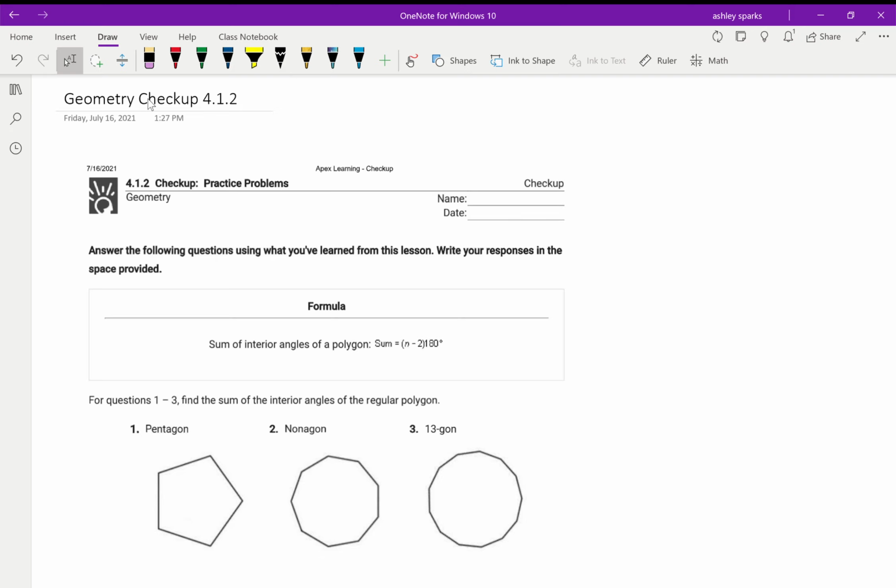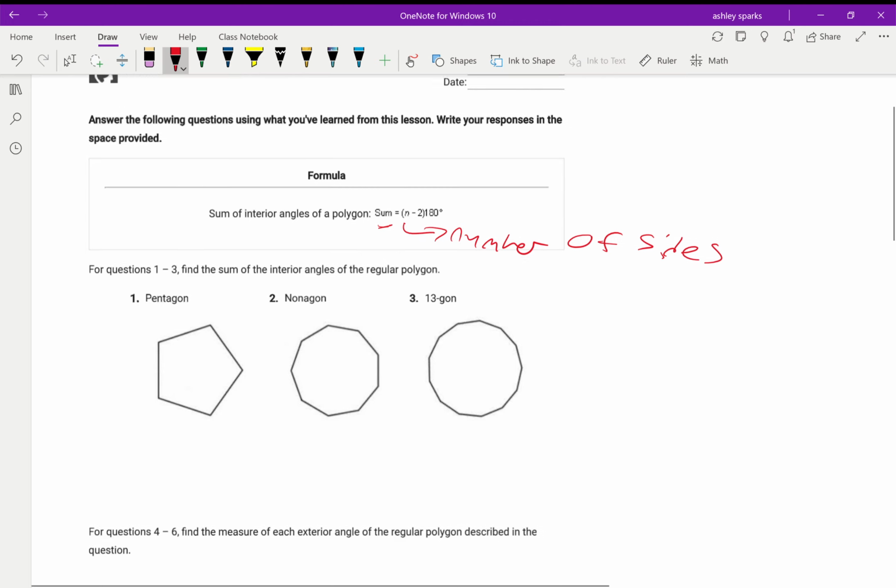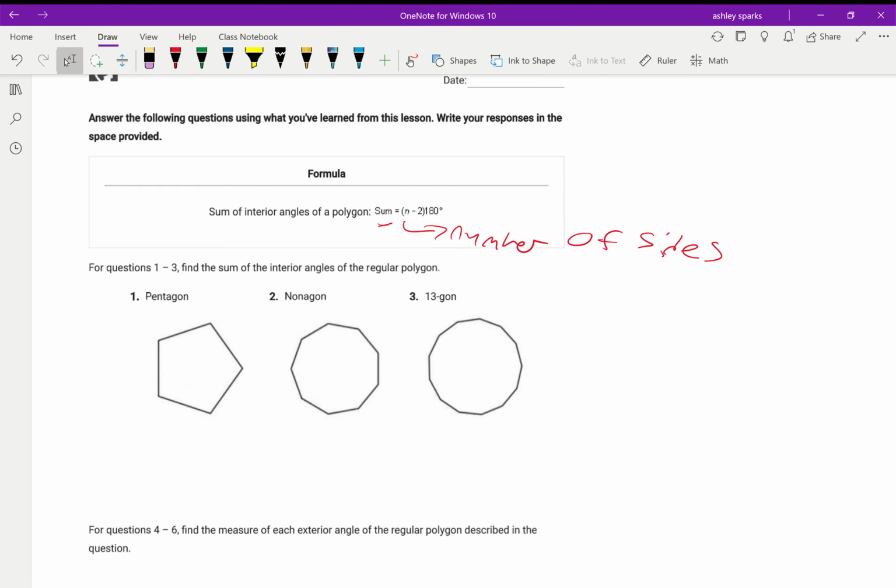Let's work on 4.1. In this section we're moving into polygons as opposed to our triangles. We're going to start off with the sum of interior angles theorem. This theorem is right up here. The sum will equal n, which is just your number of sides, minus 2 times 180.